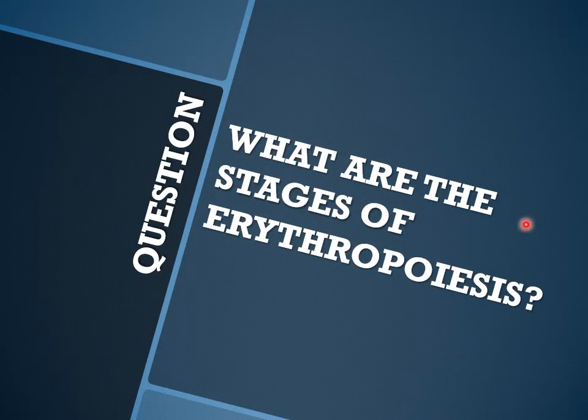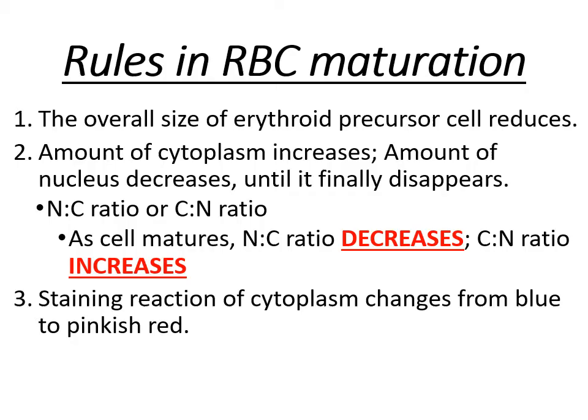Okay. Second to the last na tayo. What are the stages of your erythropoiesis? So, recall natin lahat yan. Tayo with RBC maturation muna. There are rules na kailangan sundin ng mga precursor cells in order to produce a functional and well-matured RBC.